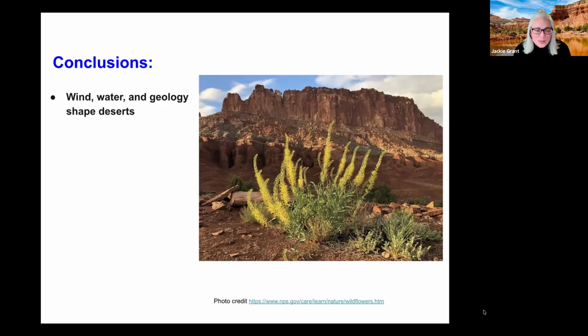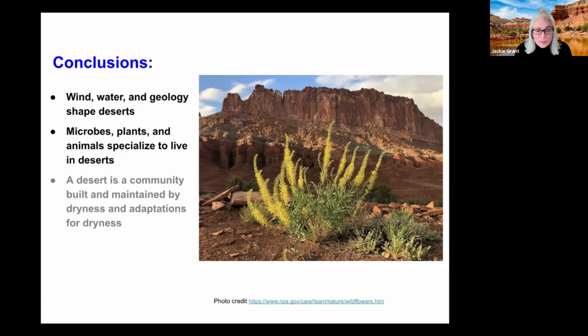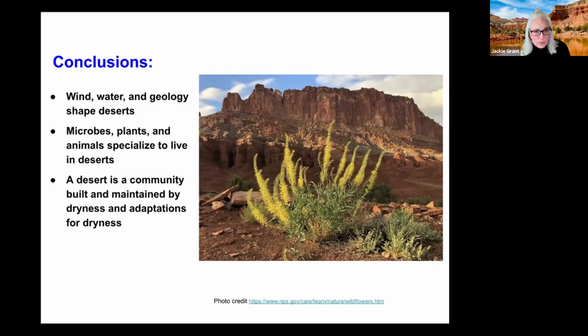Okay, so to conclude, wind, water, and geology shape the deserts, as we can see in this beautiful picture here of a prince's plume plant in the desert, looking at some Kayenta sandstone. And then the microbes, plants, and animals, they all specialize to live there. So don't try to take them out of the desert. They need to live in the desert. And then the deserts themselves are these communities built and maintained by dryness, and all those organisms have adaptations for dryness, which together creates a desert.